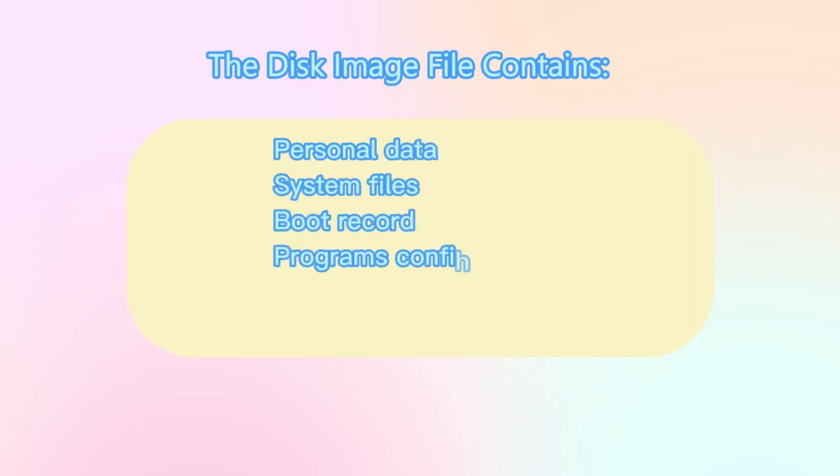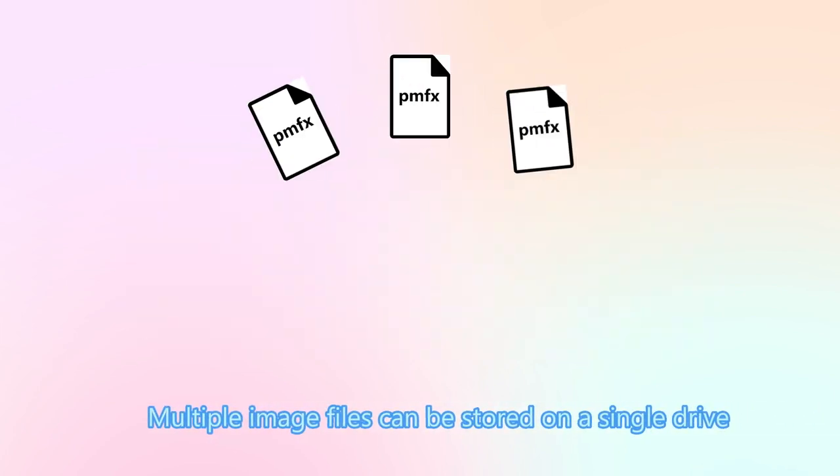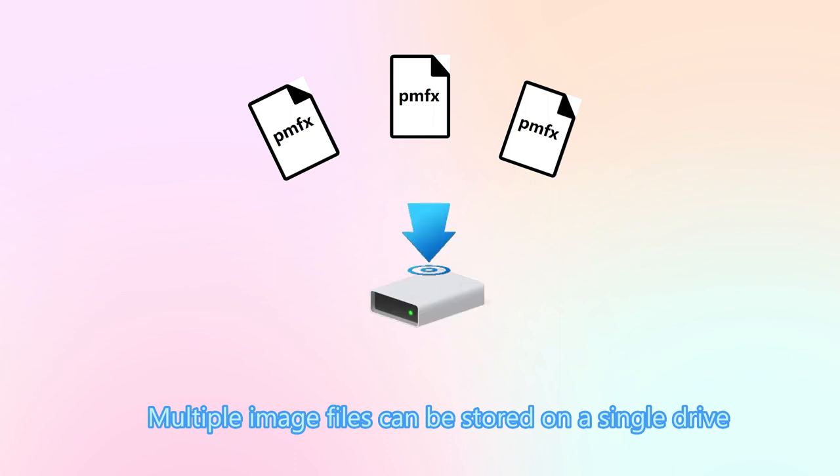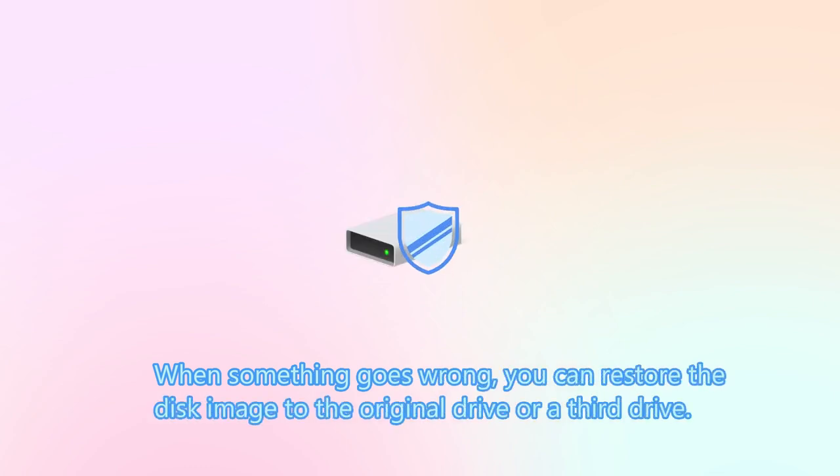The image file contains everything on the hard drive, such as personal data, system files, boot record, programs configurations, partition tables, etc. Because of the compressed nature, multiple image files can be stored on a single drive as long as it is spacious enough. The goal of imaging a hard drive is to avoid data loss. When something goes wrong, you can restore the image to the original drive or a third drive.